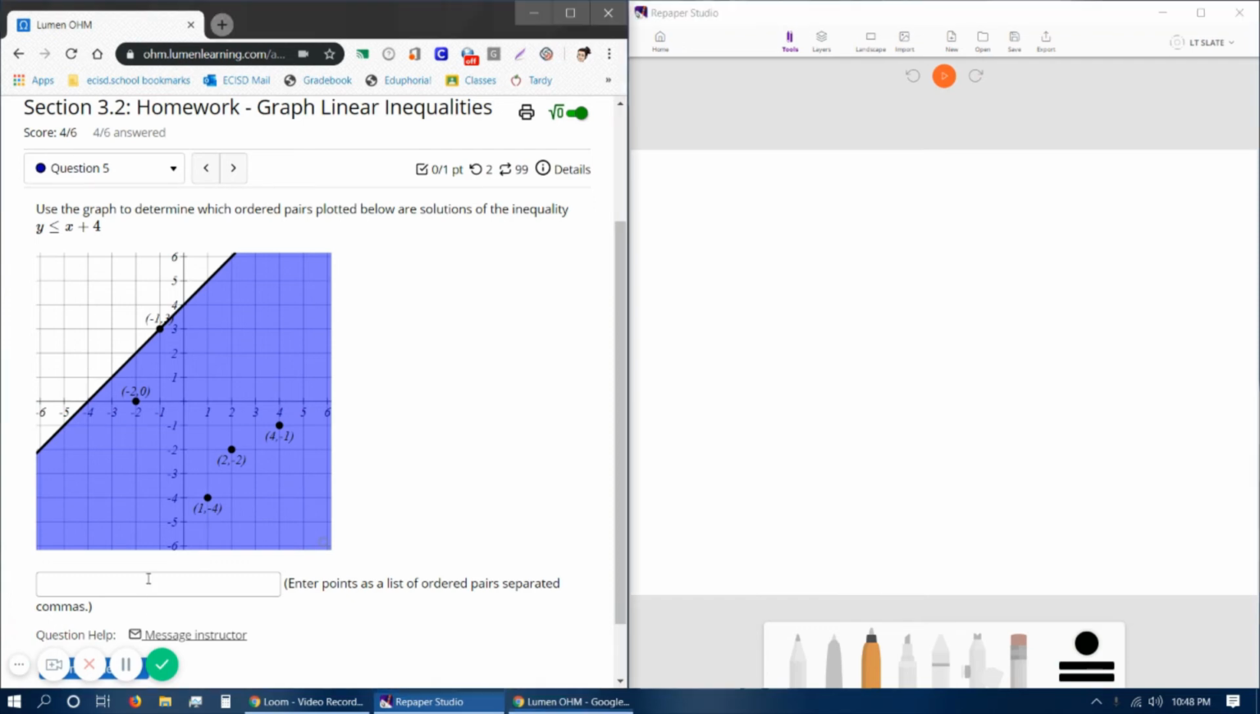To enter my answer, I need to make sure I type them as ordered pairs in parentheses and separate each of them with a comma. A tip when you have this many ordered pairs to enter: count how many are on the graph and then how many you typed in, and make sure that you didn't miss one.